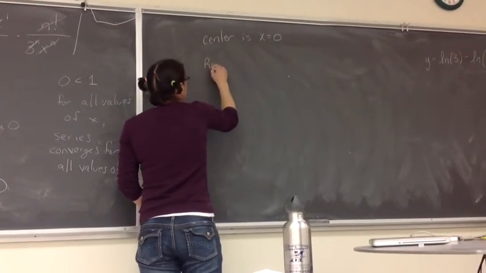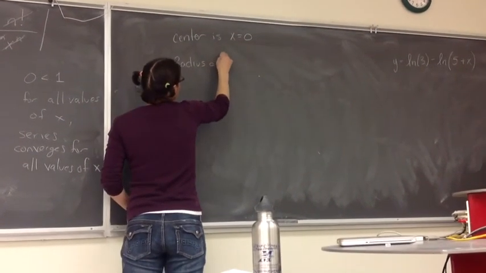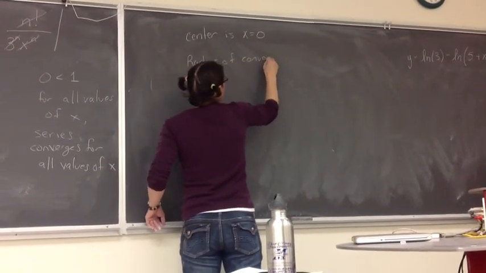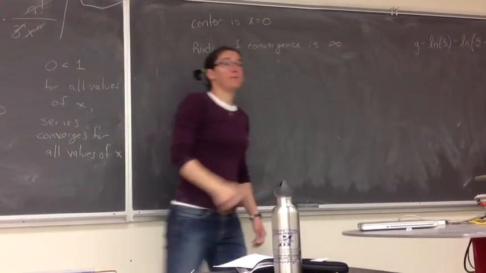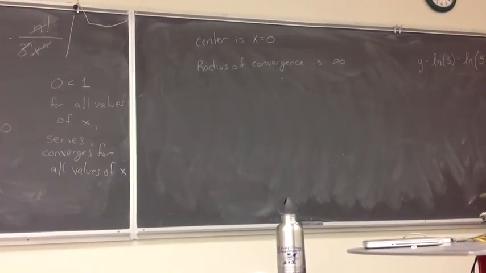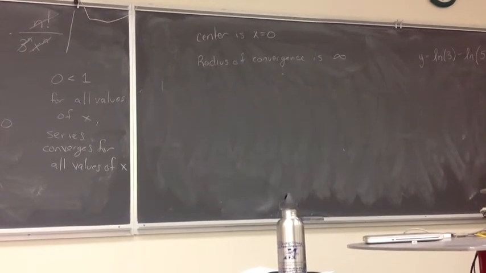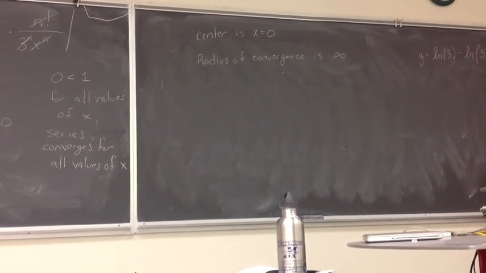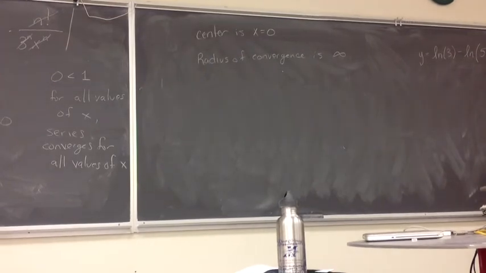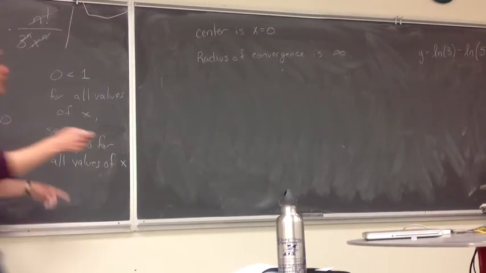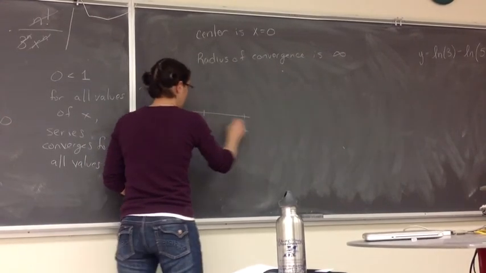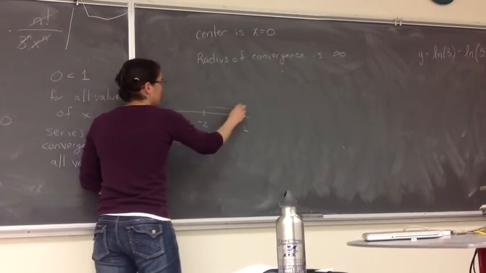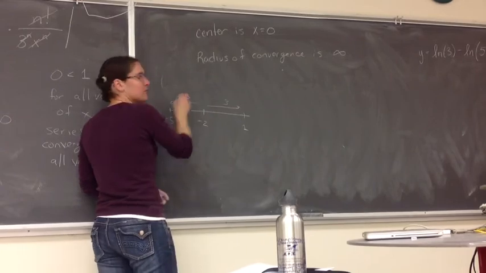And our radius of convergence is infinity. Would it be plus or minus infinity or just infinity? Well, so the radius is, like on our last example, when we had -2 up to 1 and down to -5, the radius was still 3 no matter which direction we were going.